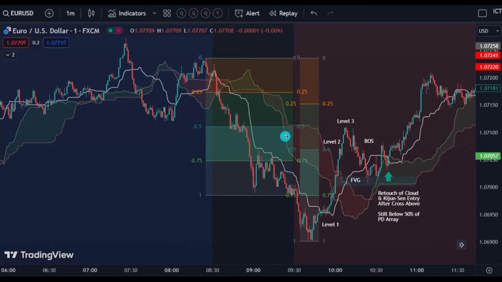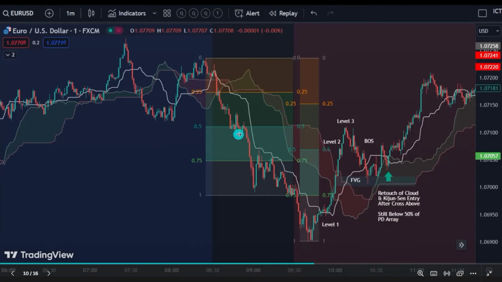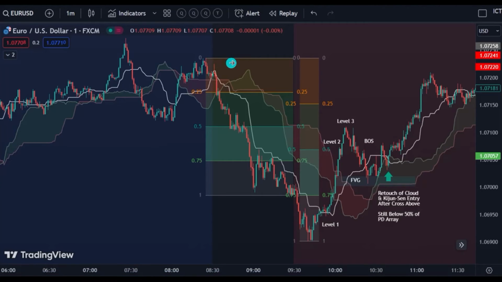Here we have a long trend that happened during the pre-New York session. Then at 9:30, price continued the trend. We drew out previously, before the New York session, a PD array where we see 50% is equilibrium. Once price continued during the New York session, we drew out another PD array. Now we also counted the market maker model.